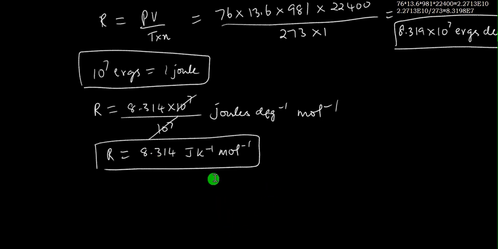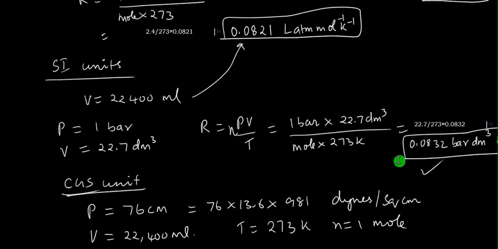So you have three values. R equal to 8.314 if the values are given in joules, Kelvin and mole. If it is given in liter atm per mole per Kelvin, it is 0.08, or in bar decimeter cube per Kelvin per mole, it will be 0.08. So you have to remember this.